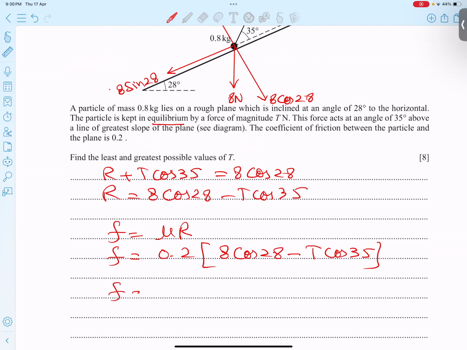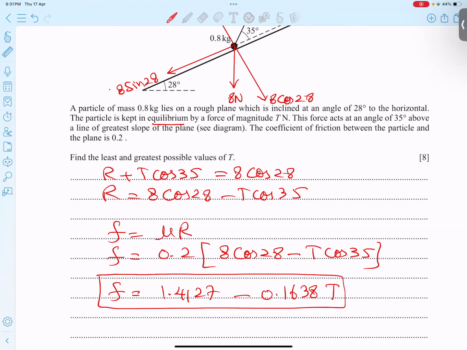So students, I'm going to type in the calculator now. So 0.2 into 8 times cos 28. And my first value, I'm getting 1.4127. And when I multiply with that, no need of time to do it. Okay, the 0.2 into cos 35. So students, I'm getting here 0.1638 T. So this is the friction force I got finally.